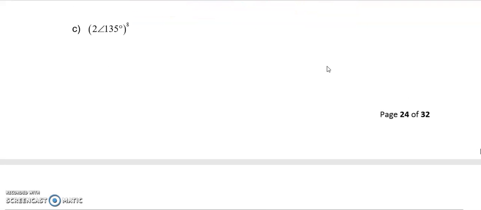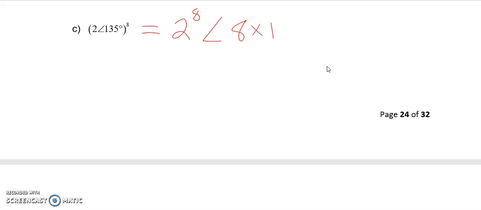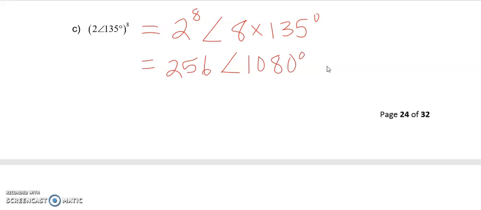C is also in polar form, raised to a power. So using de Moivre's theorem, this would become 2 to the power of 8. Now that's going to be fairly big, but remember, just use your calculators for that. Angle symbol, 8 times 135 degrees. So 2 to the power of 8, I'm pretty sure that's going to give you 256. And the angle, 8 times 135 degrees, is 1,080 degrees. Okay, well that looks pretty good, right?